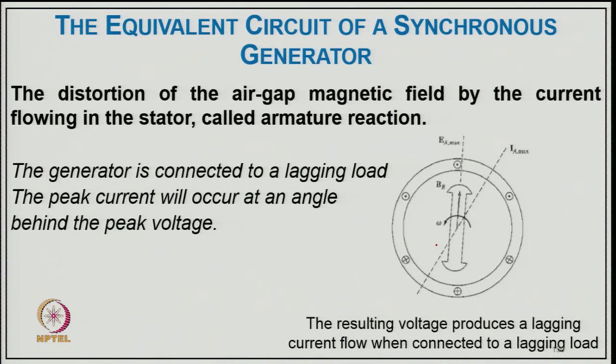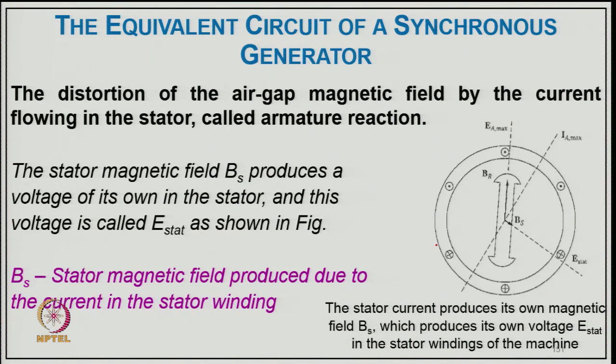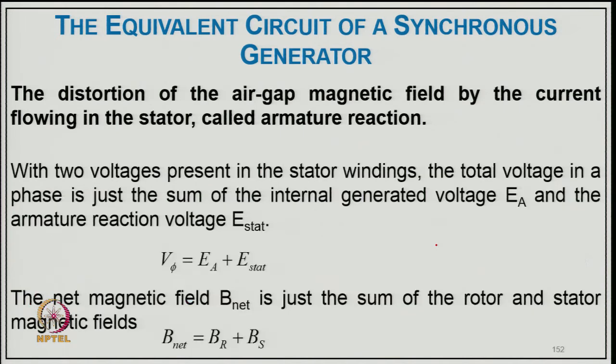And now, the distortion in the air gap field produced by the current flowing in the stator is called armature reaction. When the generator is connected to a lagging load, the peak current will occur at an angle behind the peak voltage. So, the resulting voltage produces a lagging current when connected to a lagging load. So, the distortion of the air gap field produced by the stator current is called armature reaction.